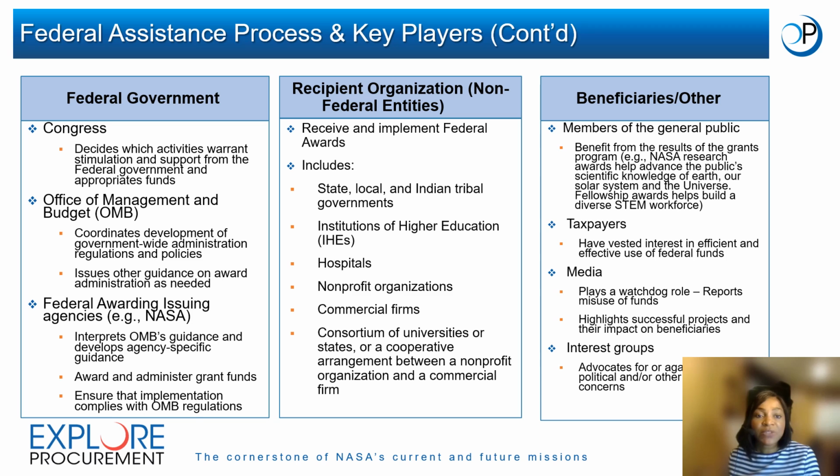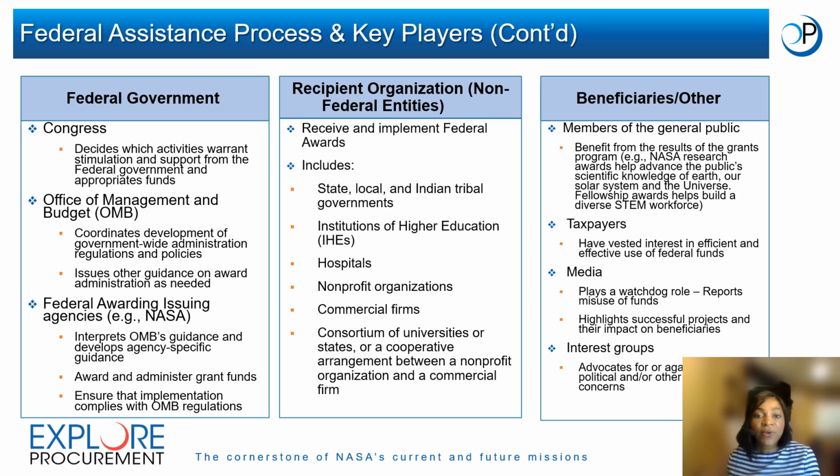The Office of Management and Budget, OMB, is responsible for coordinating the development of government-wide award administration policies and rules with the federal award-making agencies, and then issues other guidance on awards administration to the agencies as needed. Federal agencies issue and administer award funds that Congress has appropriated. They are also responsible for ensuring that the awards are implemented in compliance with the regulations that OMB has instituted.